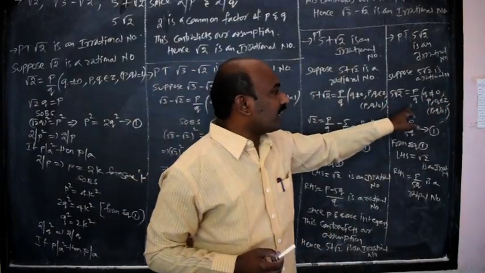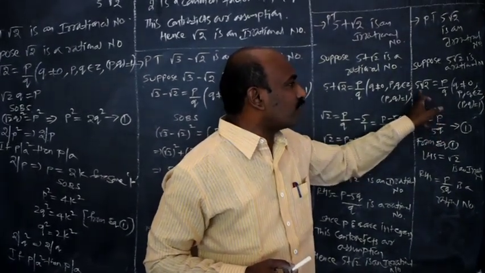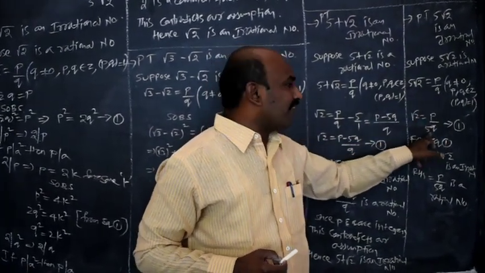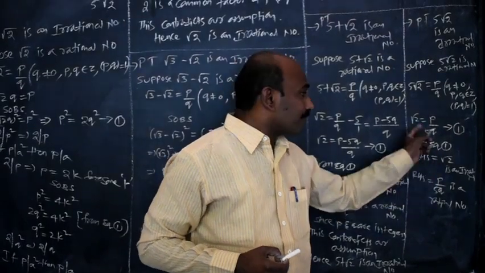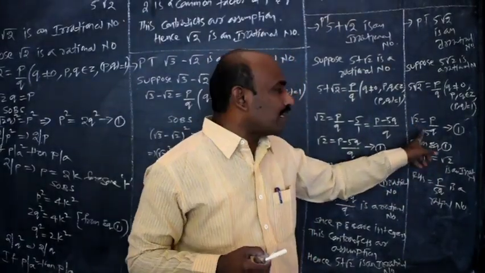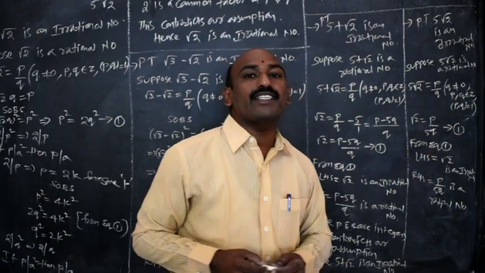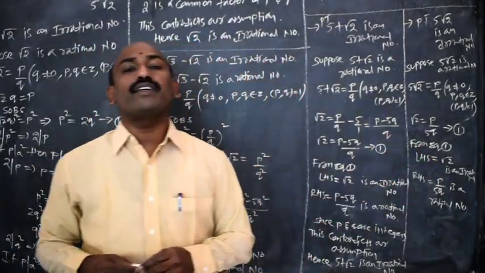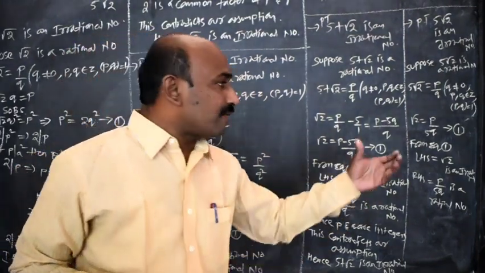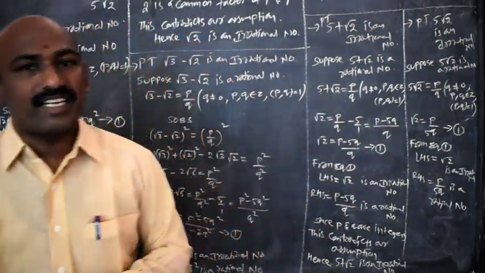Now transposing 5 to the other side, root 2 equal to p by 5q, that is equation 1. From equation 1 and 2, LHS, here root 2 is an irrational number and RHS p by 5q is a rational number since p and q are integers. Therefore rational cannot be equal to irrational. This contradicts our assumption. Hence 5 root 2 is an irrational number.